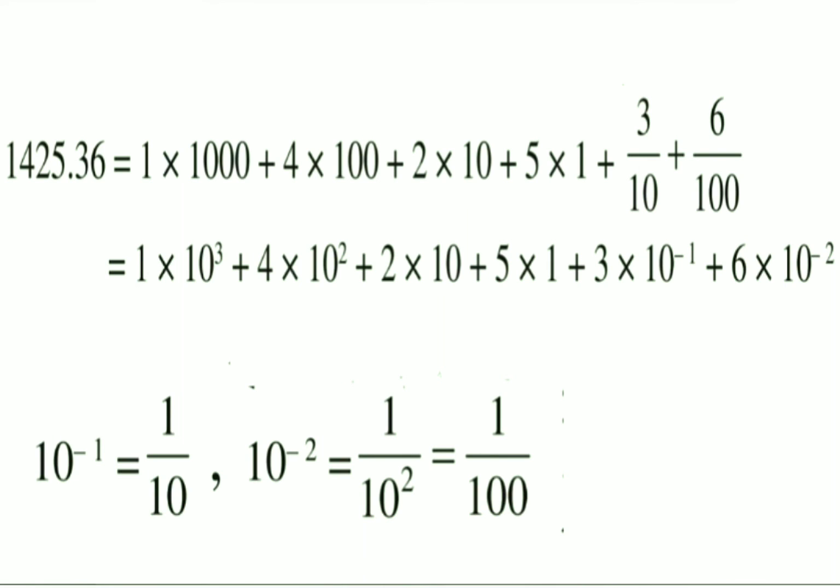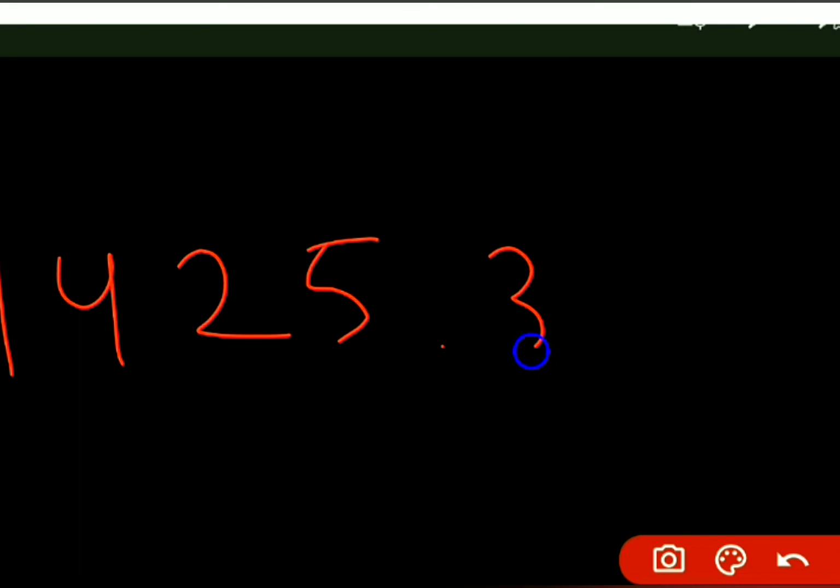Next, take an example. A number is written on the screen which is 1425.36. We will write this number in expanded form using exponent. 1425.36, and to write the number in expanded form, give the digits their place value and multiply the digits with the place value and add them all to obtain the expanded form of this number.